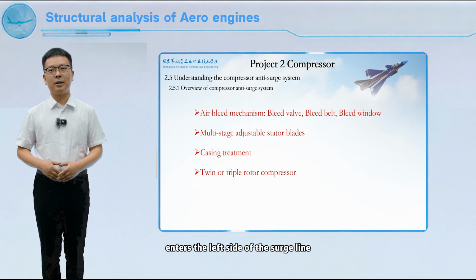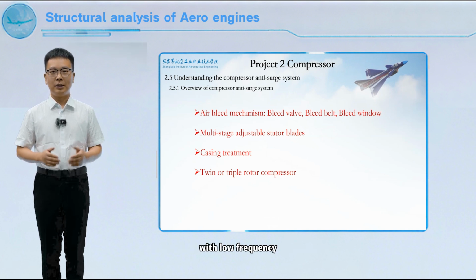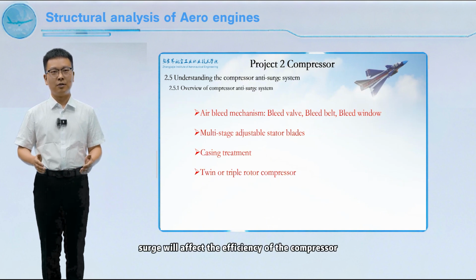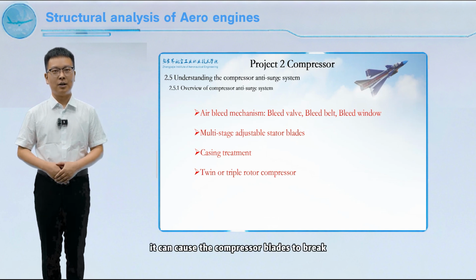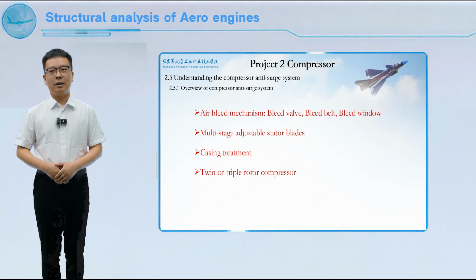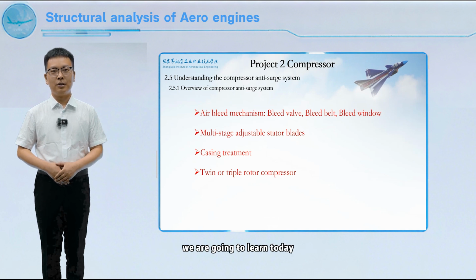When the compressor enters the left side of the surge line, the compressor will oscillate along the axis with low frequency and high amplitude. This is the surge of the compressor. Surge will affect the efficiency of the compressor and, in severe cases, it can cause the compressor blades to break. So when the compressor surges, how to eliminate the surge? This is the anti-surge system of the compressor we are going to learn today.